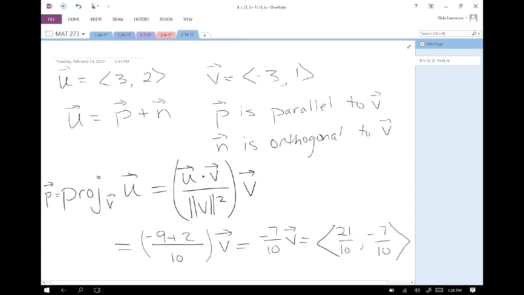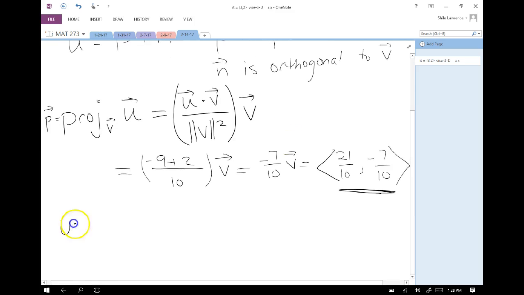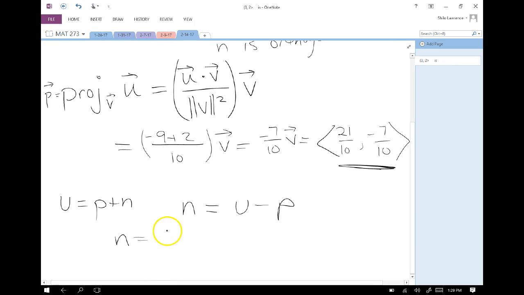So U equals P plus N. We know U, and we know P, so we can get N with subtraction. If U equals P plus N, then N equals U minus P. Just algebra, minus the P over to the other side. So N is going to be equal to our U, which is 3, 2, minus the P we just found, which is 21/10, negative 7/10.